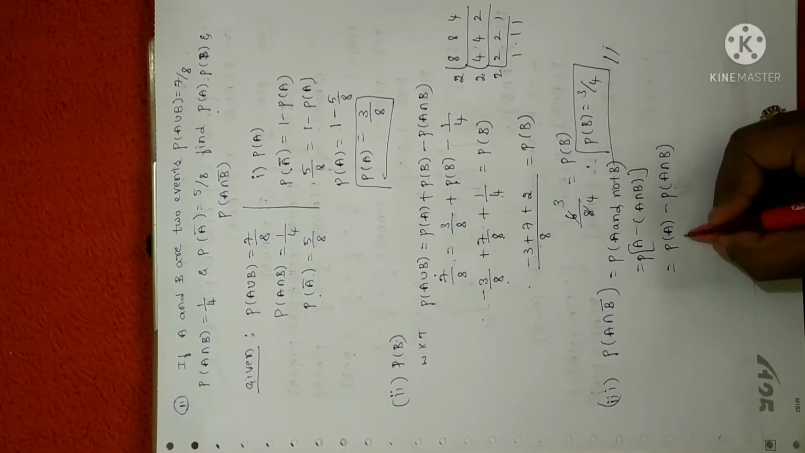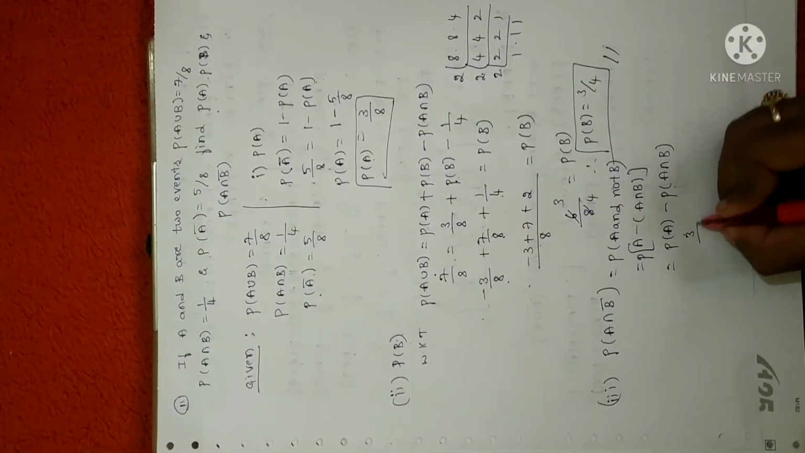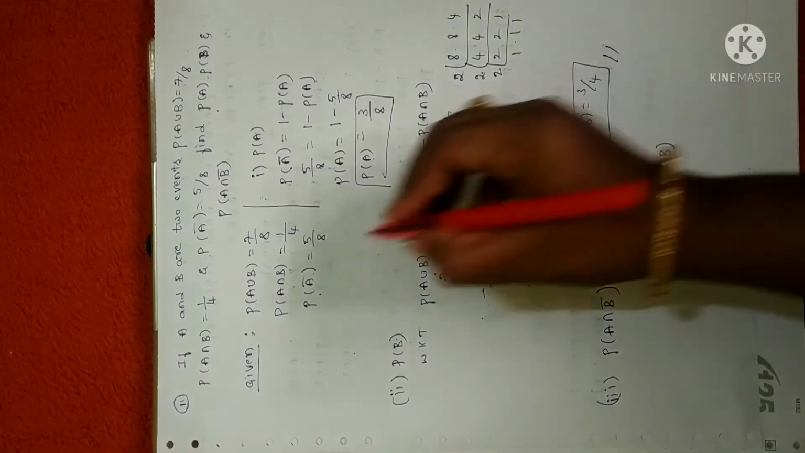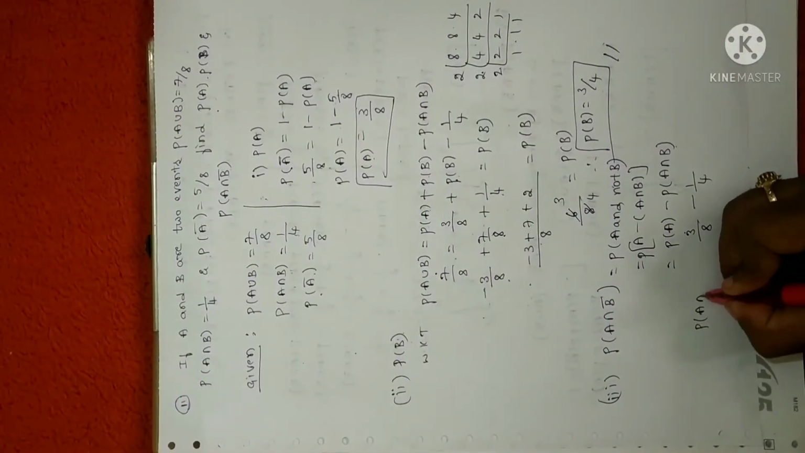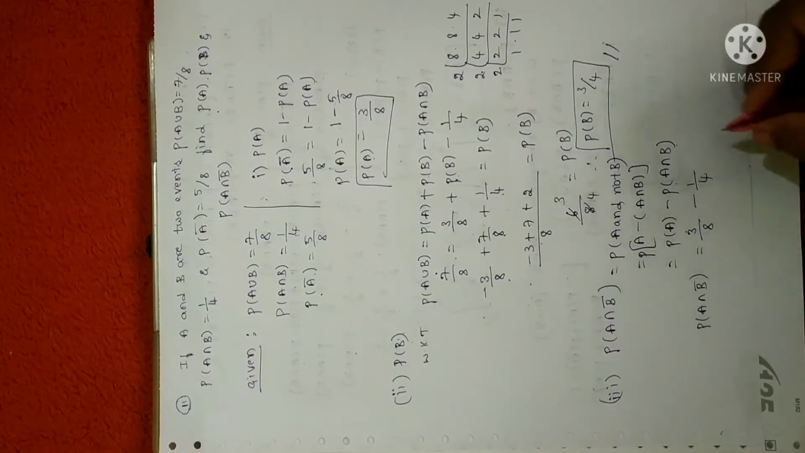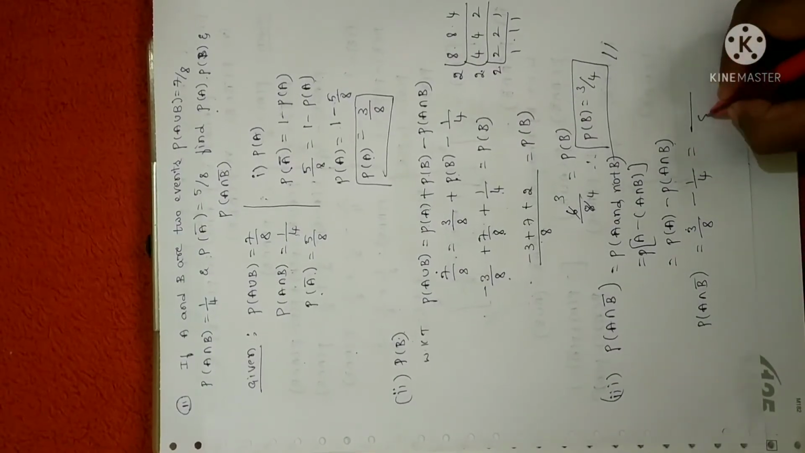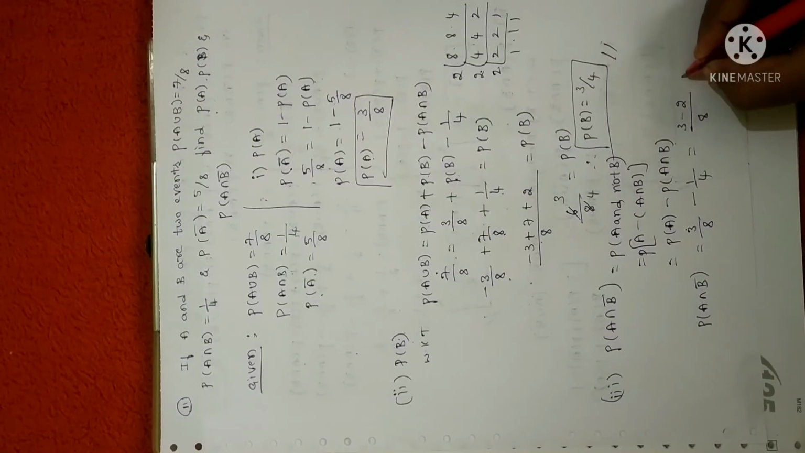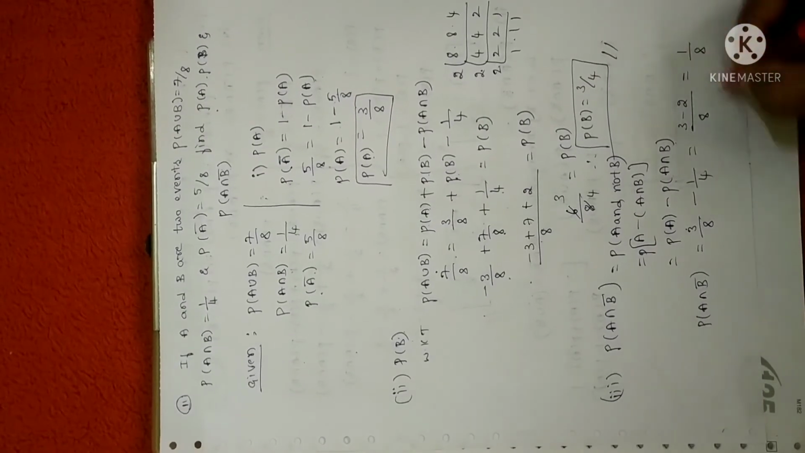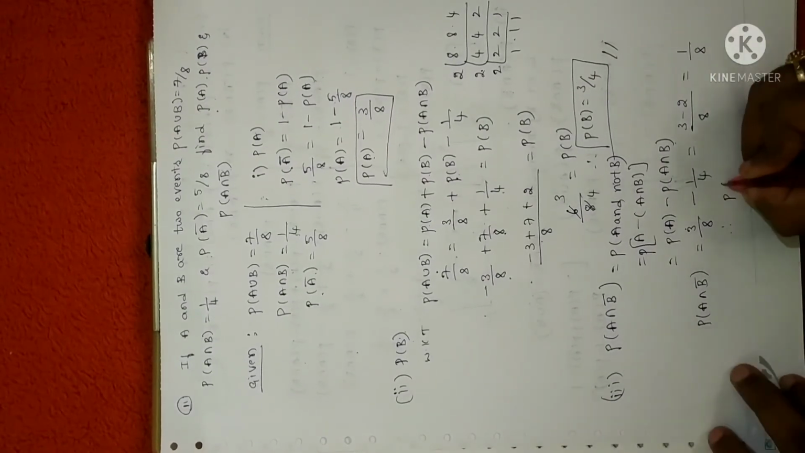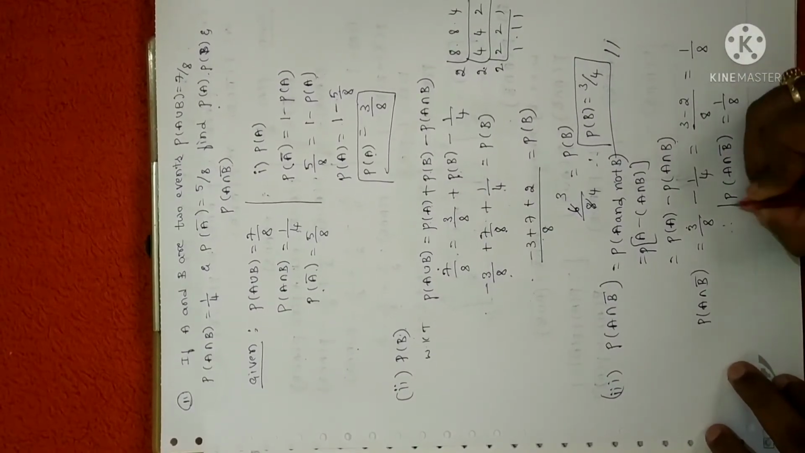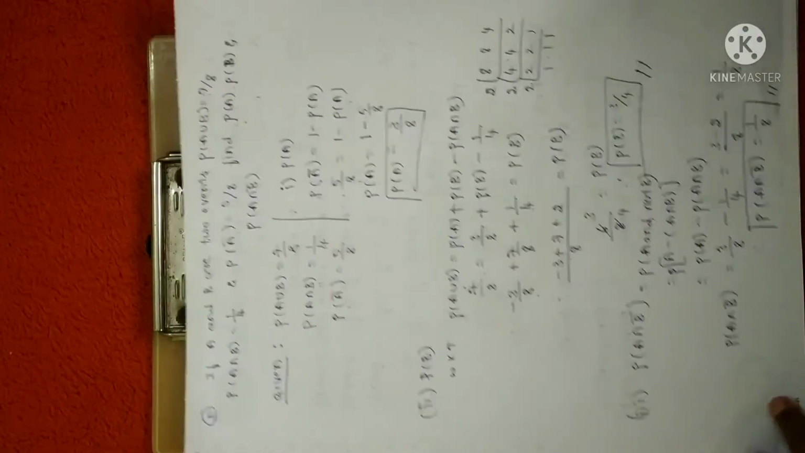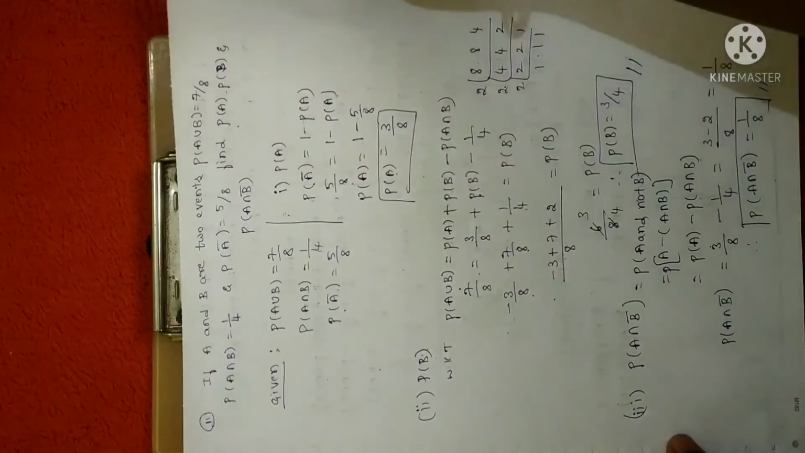Now what is the value of probability of A? We have already calculated, it is 3 by 8 minus probability of A intersection B, which is 1 by 4. Therefore probability of A intersection B complement is equal to, let me take LCM, 8 is the LCM, so you'll get 3 minus 2 in the numerator, so it is 1 by 8. Clear? Therefore probability of A intersection B bar is equal to 1 by 8. Hence the solution. Hope it is clear.